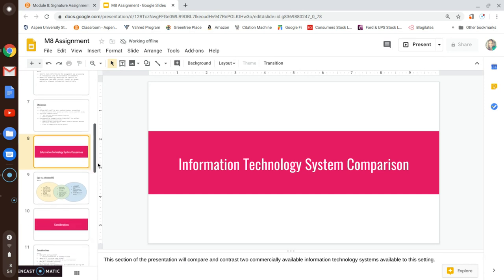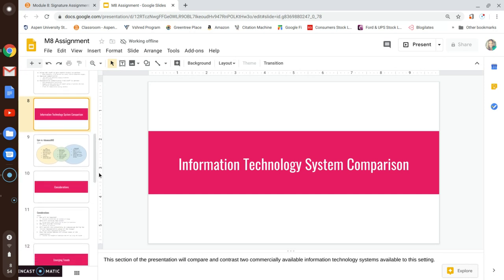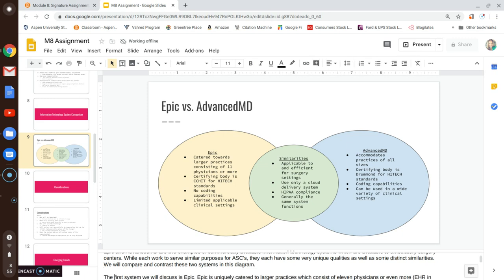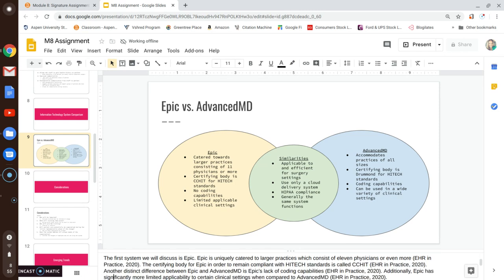Information technology system comparison. This section of the presentation will compare and contrast 2 commercially available information technology systems available to this setting. Epic and Advanced MD are 2 examples of commercially available information technology systems which are available to ambulatory surgery centers. While each work to serve similar purposes for ASCs, they each have some very unique qualities as well as some distinct similarities. We will compare and contrast these 2 systems in this diagram.